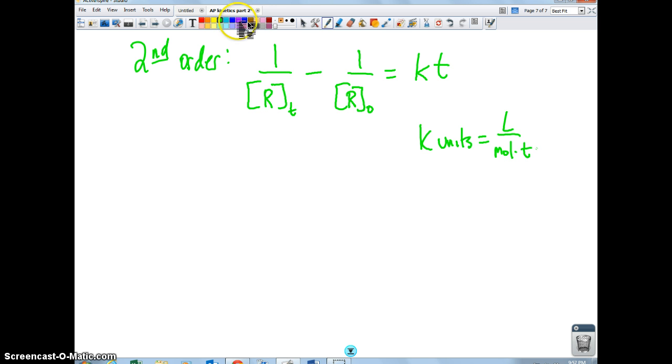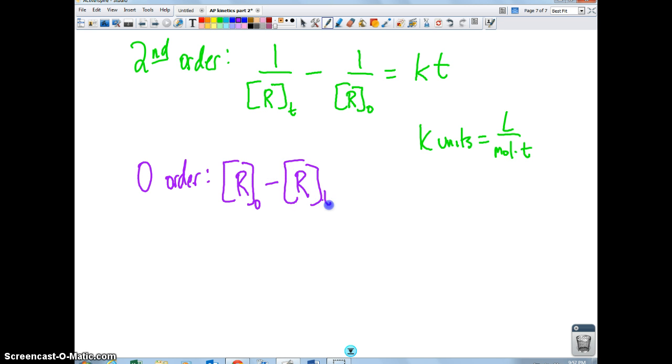For 0 order, it's going to be slightly different again. If it's 0 order, that means the concentration has nothing to do with the rate of our reaction. So for a 0 order reaction, it's going to be the concentration of R at time 0 minus the concentration of R at time t equals positive kt. And now, just like before, the units on k will be moles per liter times time.